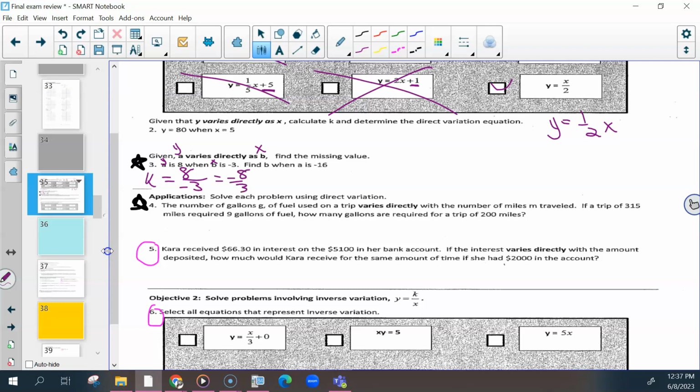Then we would need to find the b value when a is negative 16. So if we rewrote this into the equation, instead of y equals kx, it would be a equals kb. But now we know what a is, and now we know what, I'm sorry, that was wrong. I didn't mean to put x. I meant to put b instead of x and then k instead of k. Now that we know what our a value is, we can put that in. We also know our k value, and we can solve for b.